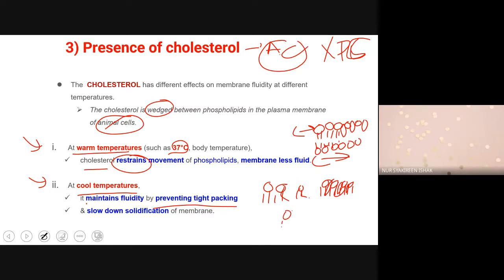Kan? So imagine kalau dia hanya ada saturated fat. Kalau animal cell, dia punya hydrophobic tail dia only saturated fat. So imagine if the temperature drops, kalau duduk kat tempat yang sejuk contohnya, sel awak akan membeku, kan? So untuk prevent yourself from being frozen solid, that is the function of the cholesterol that is wedged between the phospholipid molecule, which is to prevent the phospholipid molecule from closely packing together and slow down solidification of the membrane. So remember, membrane cannot solidify. If it solidifies, it cannot carry out its function.